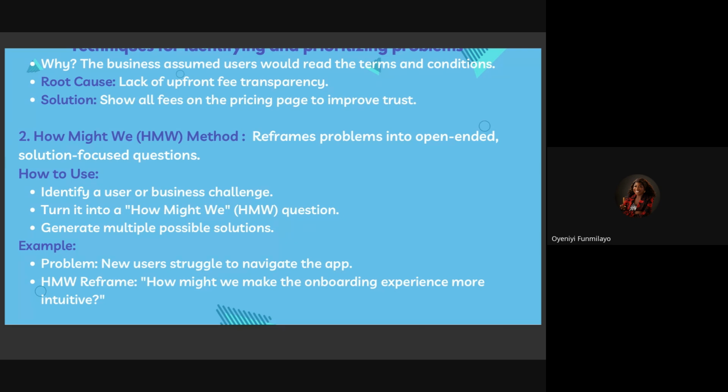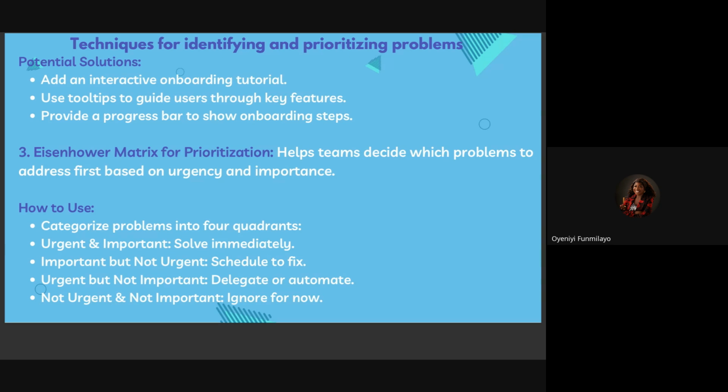So this is an example. New users struggle to navigate the app. That is the problem. So you would ask the team, how might we make the onboarding experience more intuitive such that new users will not struggle to navigate the app? And then these could be the potential solutions that the team could give you. Maybe the designer will say, let's add an interactive onboarding tutorial. The marketing team will say, let's use tooltips to guide users through the key features. And then another person will say, let's provide a progress bar to show onboarding steps.